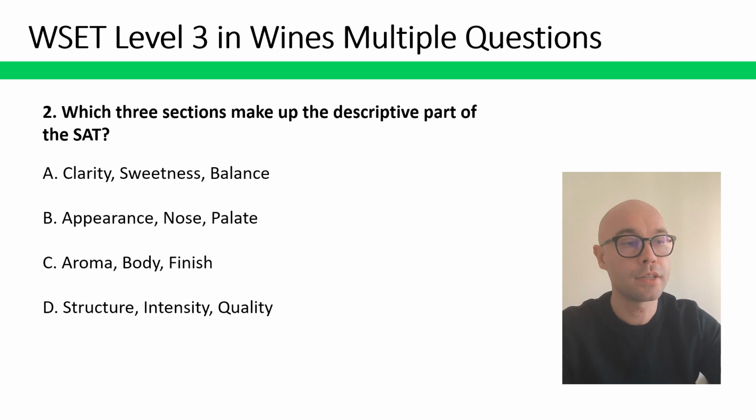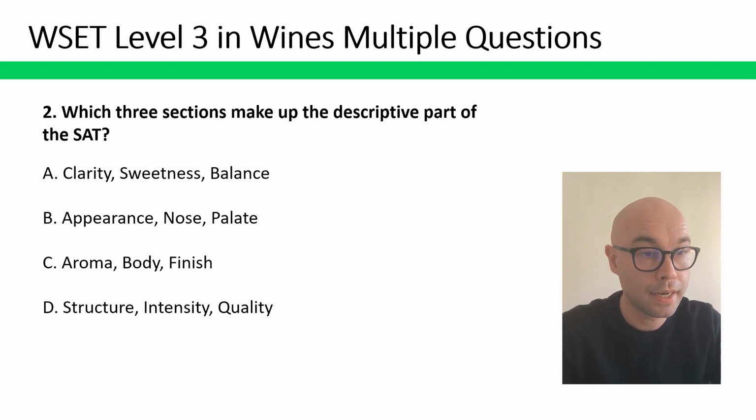What three sections make the descriptive part of the SAT? Clarity, sweetness, balance; appearance, nose, palate; aroma, body, finish; structure, intensity, quality. The correct answer is B, appearance, nose, palate.